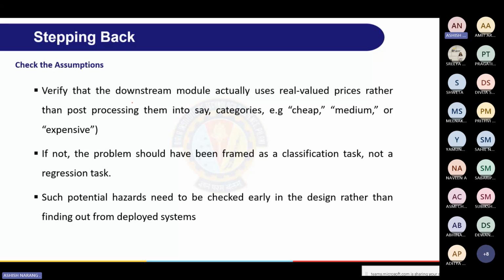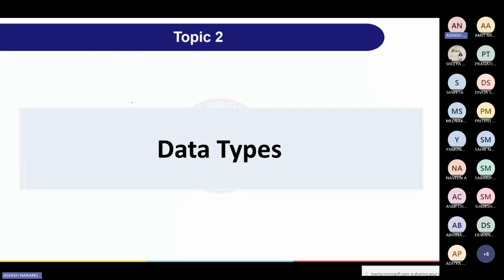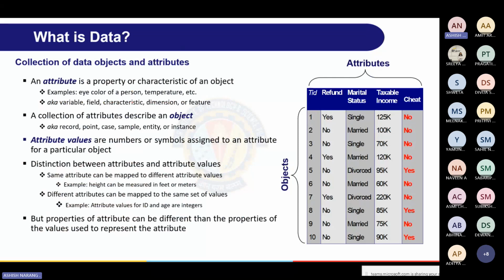So before we deploy this, right, when we are actually training or designing a model, these things should be checked out, right? Otherwise, it may lead to certain potential hazards if you actually deploy it and then try to use it, right? Next comes the type of data that we have.